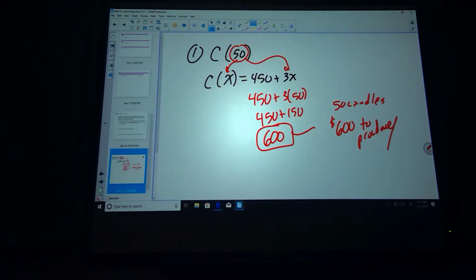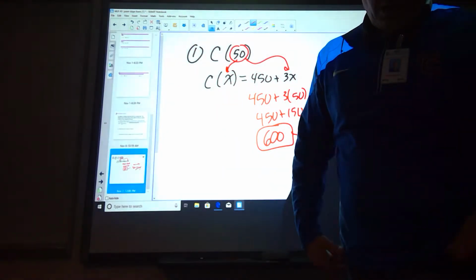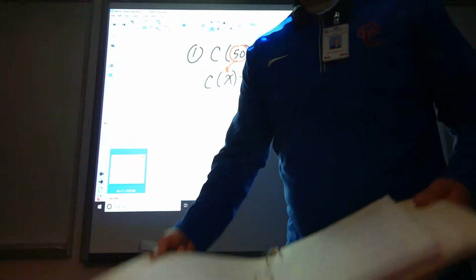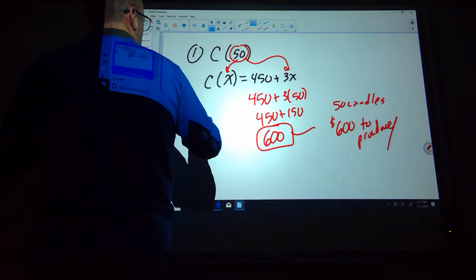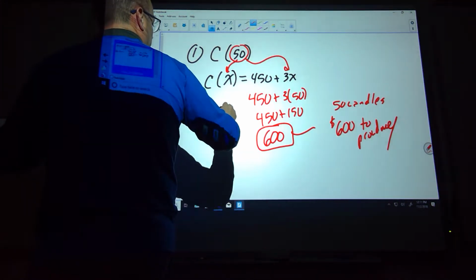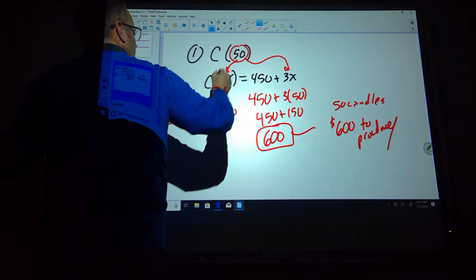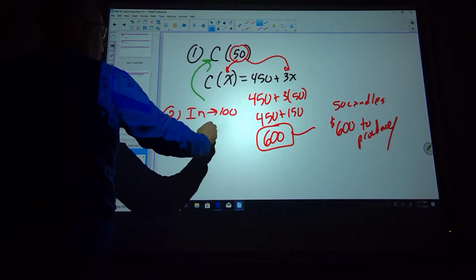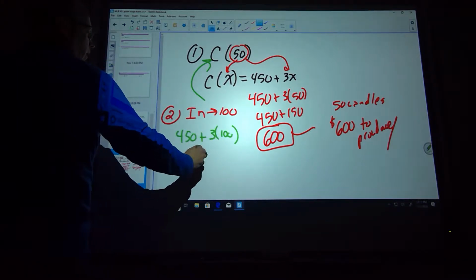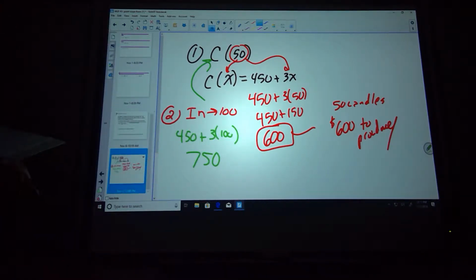Number 2 says, determine the output of the function when the input is 100. So the input being 100 means the exact same thing as this. I'm going to go 450 plus 3 times 100. That gives me 750, because that's 300 plus 450. So if you produce 100 candles, it's going to cost you $750.